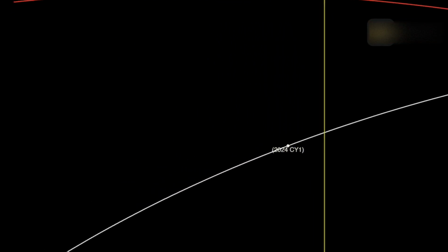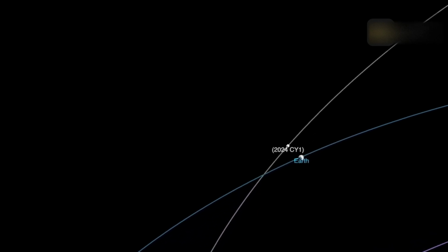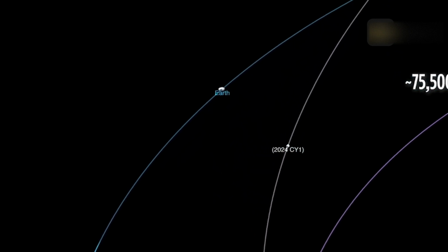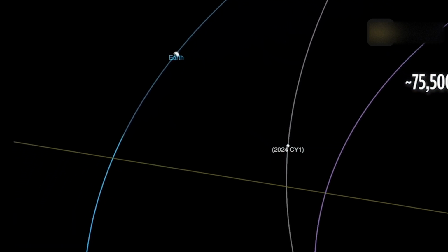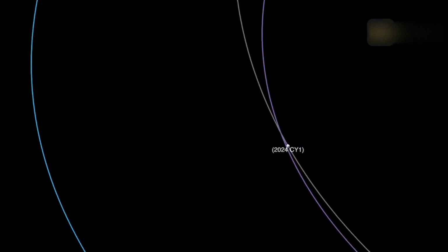Astronomers spotted the asteroid using the Pan-STARRS 2 telescope located near the summit of Haleakala on the island of Maui, Hawaii. It is the 10th known asteroid to fly past Earth within one lunar distance in 2024 so far, and the third this month, the watchers reported. The asteroid 2024 CY1 belongs to the Apollo group of near-Earth asteroids, which includes asteroids that cross Earth's orbit.